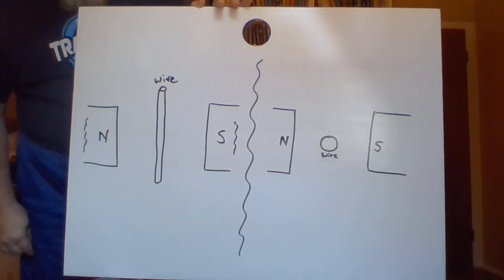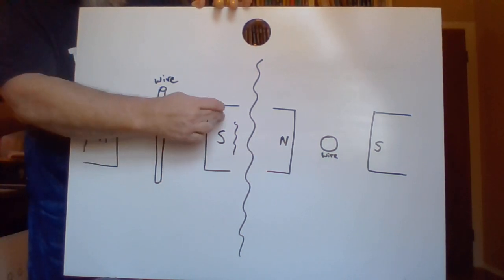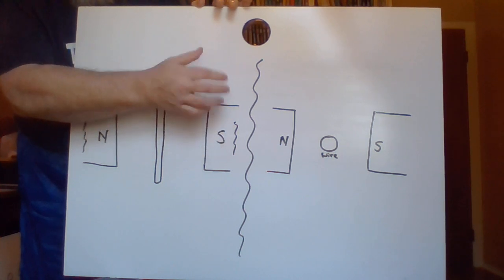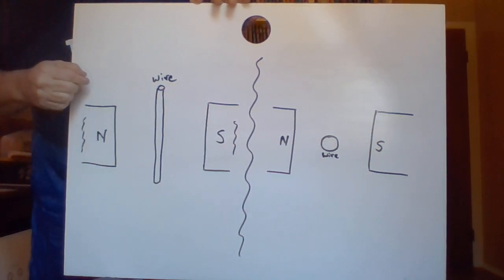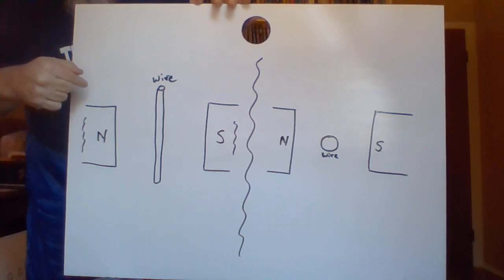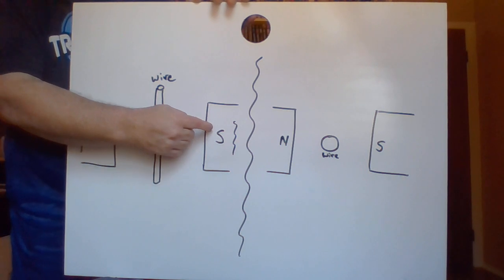Okay? So, here is the pole of a magnet. Here is the opposite pole of a magnet. Could be two different magnets. It could be a U magnet where this goes down, around, out of the page and comes back up on this side.